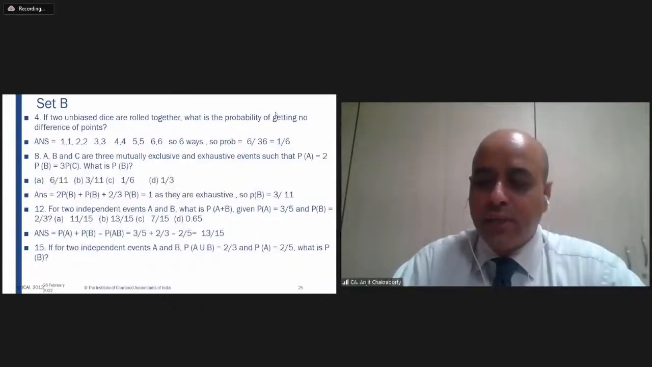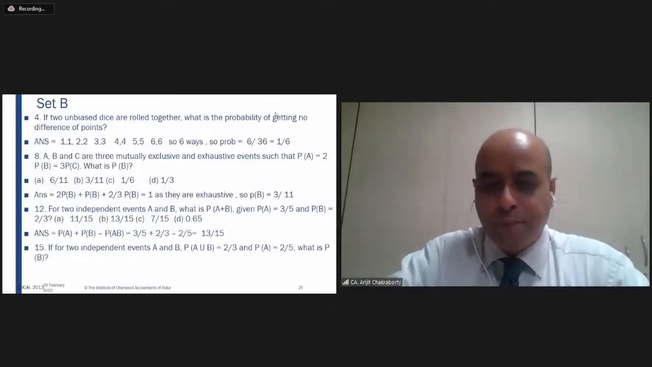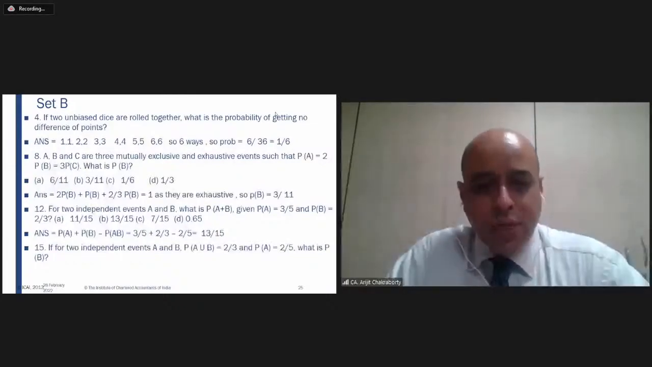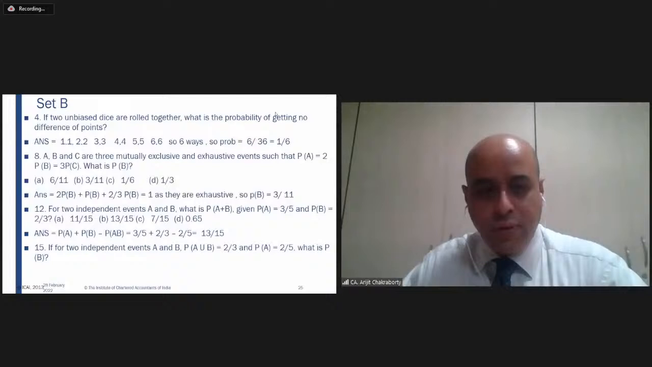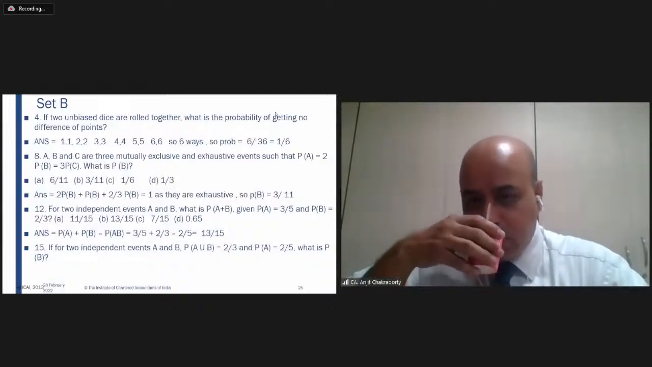I have repeated 8th question. Janalakshmi, I hope you are now clear how we have done it. Two independent events A and B. A union B is given 2 by 3. P(A) is given. What is probability of B? Just try and see. Two independent events, it is stated.